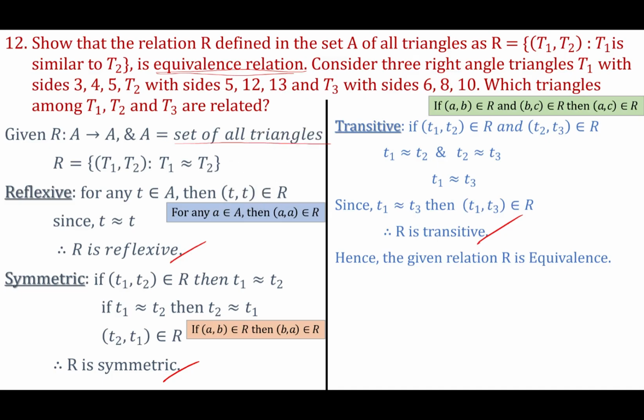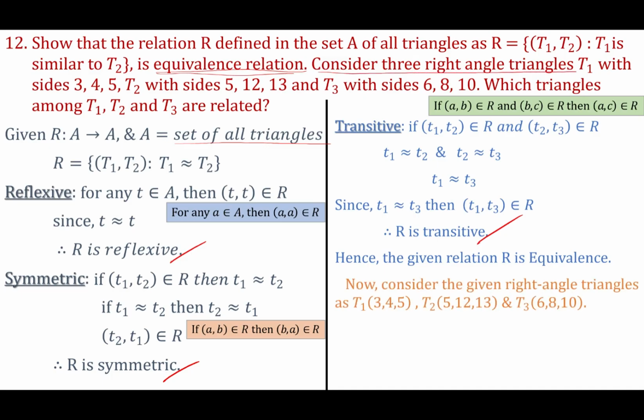Now, the second part. Consider the three right triangles T1, T2, and T3, which are here. The sides of T1 are 3, 4, and 5. T2 is 5, 12, and 13. T3 is 6, 8, and 10. These are the sides. The question is, which triangles among T1, T2, T3 are related to each other?